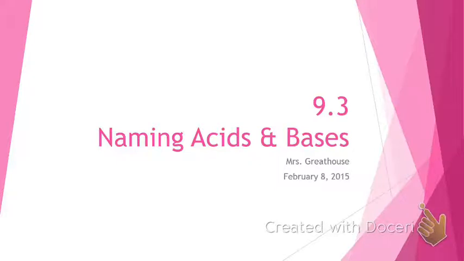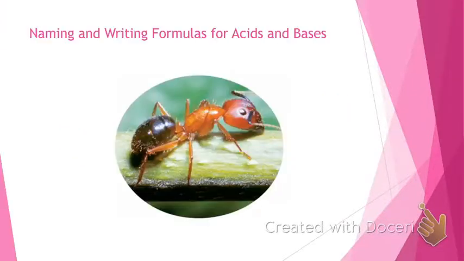We're working on section 9.3, how to name acids and bases. Okay, you see a fire ant here. You may know about these from the southern United States. When they bite you, they really sting because they're injecting you with formic acids. Acids and bases can be dangerous. I want you to be able to recognize the formulas for acids and bases for your safety.